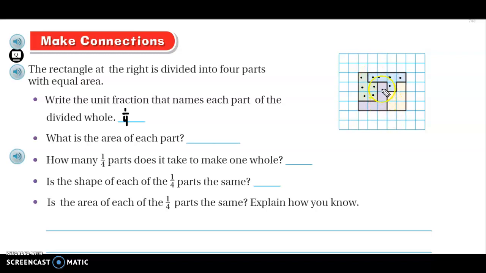Now I can go through and dot all these, but I think you understand the point here. They're all going to have 5. 1, 2, 3, 4, 5. Although they're not the same shape, they all have the same area. So what is the area?